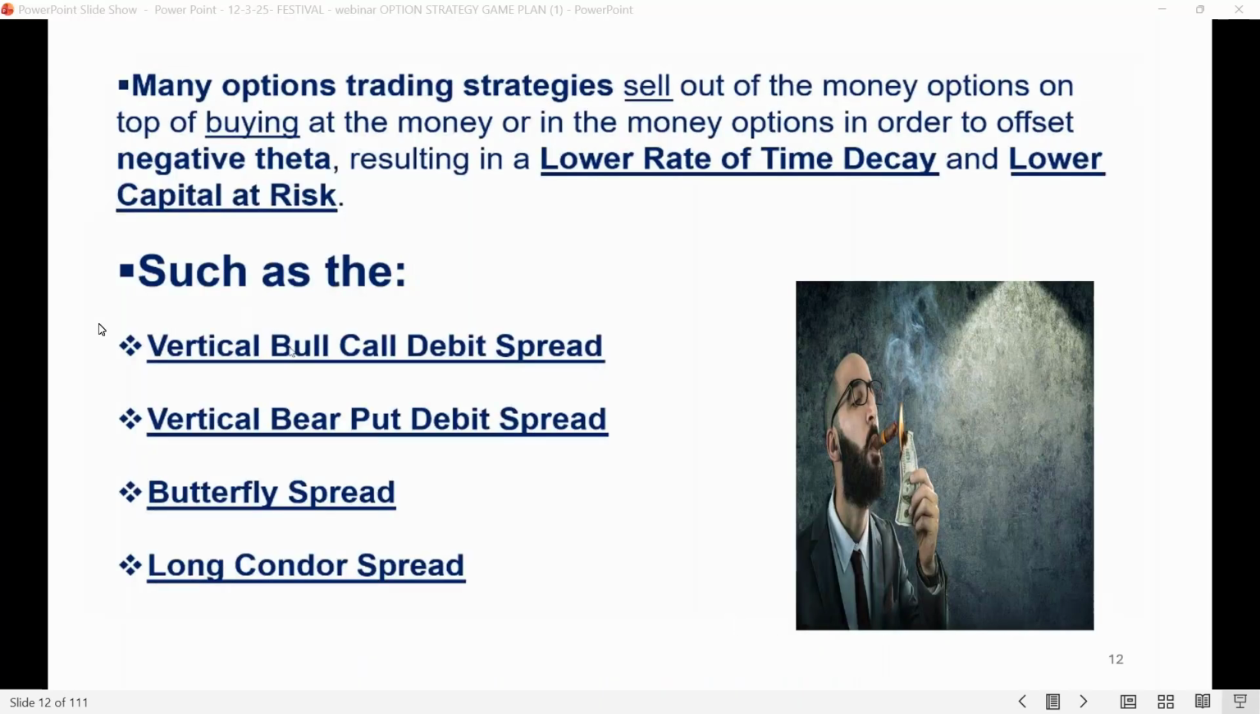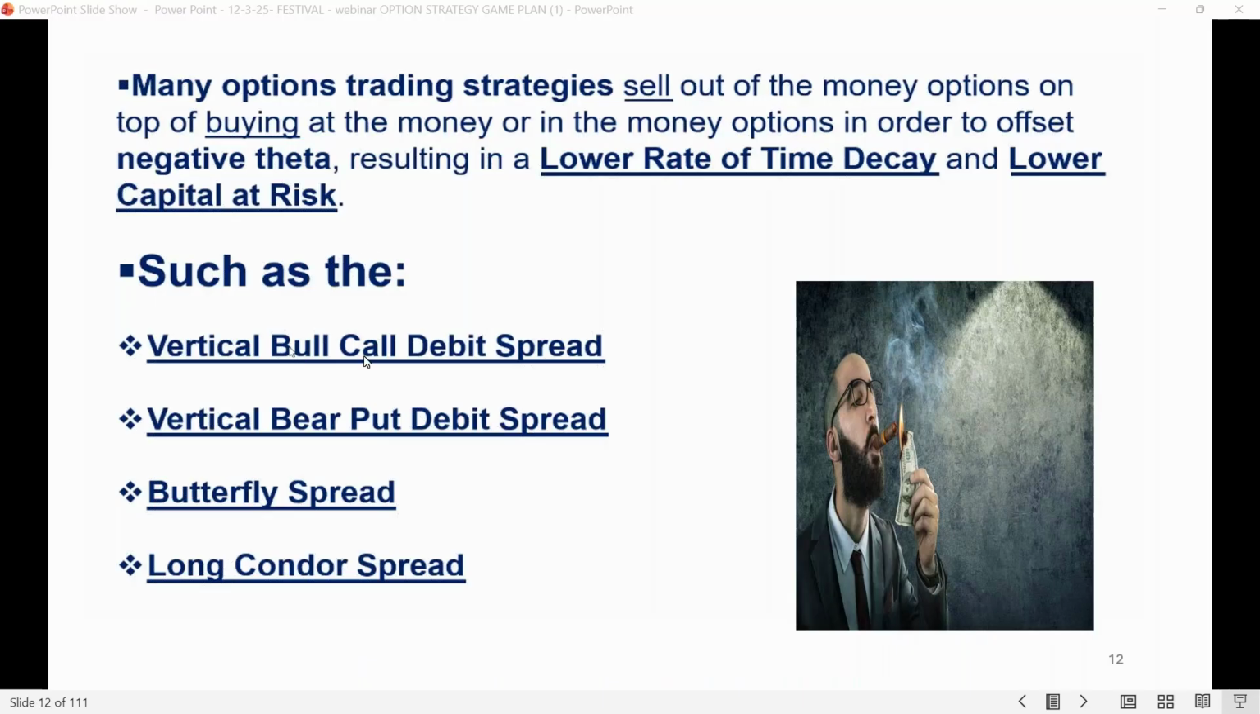Now, many option trading strategies also look to sell out of the money options on top of buying at the money options or maybe in the money options. They do this in order to offset that negative theta value that we just talked about. This is going to result in a lower rate of time decay, but it also is going to lower your capital at risk on any trade.